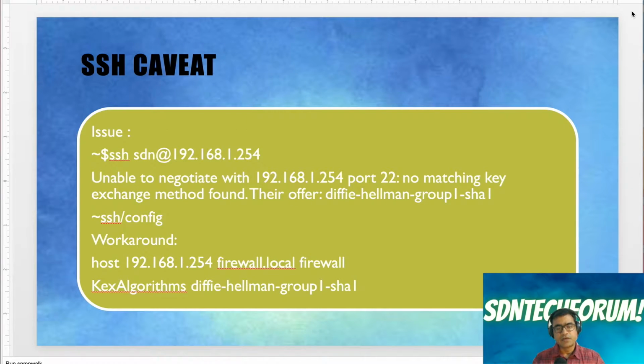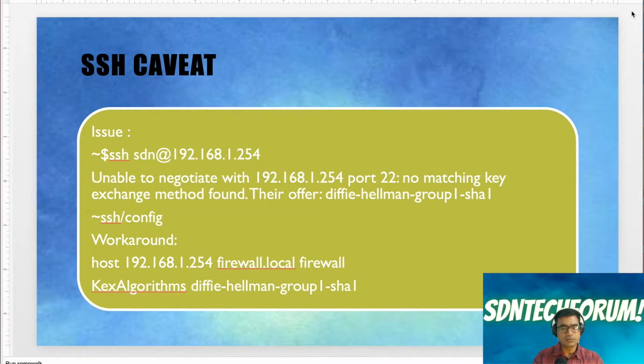Known caveat, right? The ASA 5505 that we are using here is a little bit old, or end of life. So you may find that when you enable SSH and you try to SSH to your ASA, it tells you that no matching key exchange was found, because the ASA is offering Diffie-Hellman Group 1 and your Mac or Windows laptop is a newer version and has dropped support of DH1, right? So we need to manually perform a workaround.